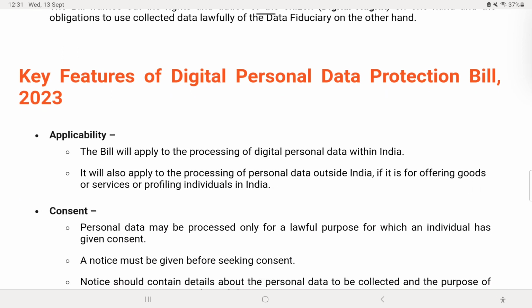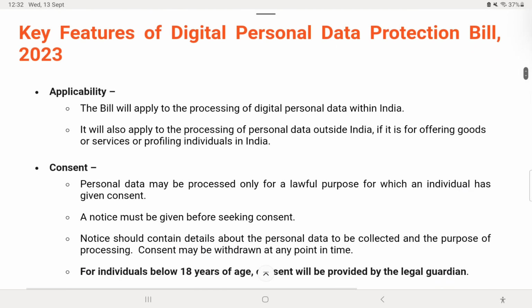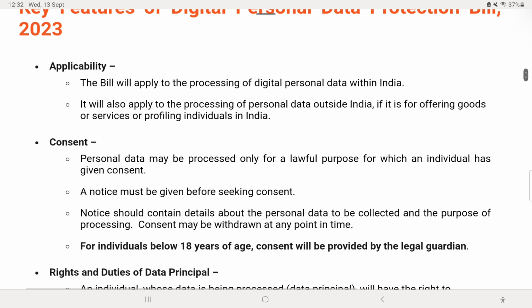Now we are going to the key features of the Digital Personal Data Protection Bill 2023. First, its applicability: the bill will apply to the processing of digital personal data within India. It also includes those who take information from India and use that information for processing in another country. This act is applicable to all persons who are using Indian information, and it is applicable to both the public and private sectors.